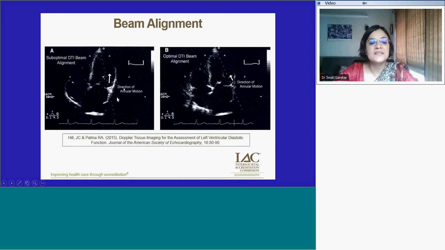So here it shows suboptimal DTI beam alignment, where the direction of annular motion is this way, so this is going to impact how the waves look. Whereas in this optimal beam alignment, and you're looking at it live, you're looking to see how the tissue is moving. The direction of annular movement is aligned to where the cursor is, and this is what will give you a correct TDI tracing.